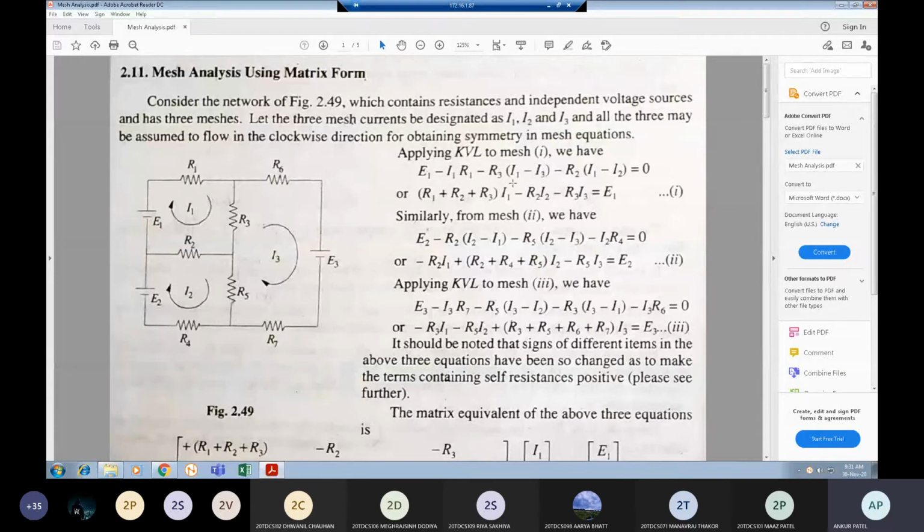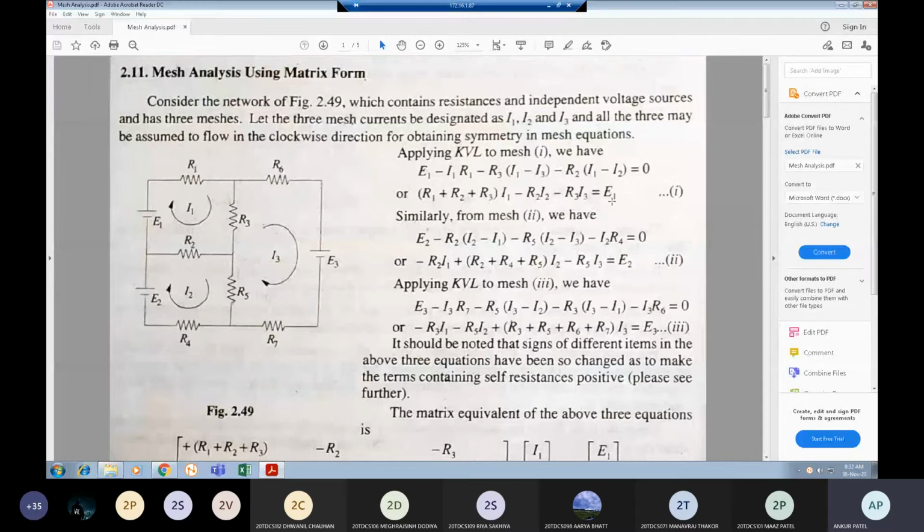By interchanging the terms in LHS and RHS, we are transferring the IR drops to the RHS side, so E1 equals, now we are separating the terms for I1, I2 and I3. This I1 with R3, this I1 R1 and this I1 R2. So we have three terms for I1: R1 plus R2 plus R3 into I1, as we have shifted to the other side. Then minus I2 R2, minus I3 R3 equals E1. Are you getting this equation? Is it right?